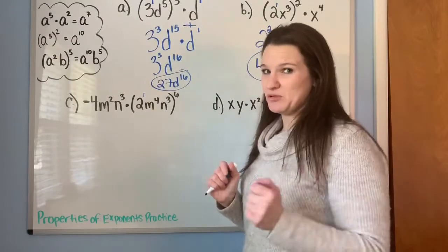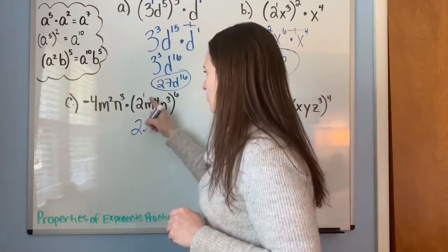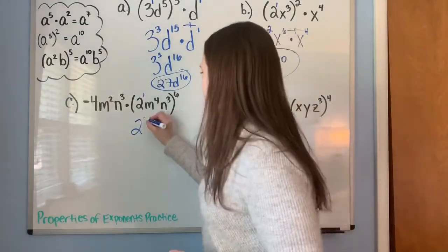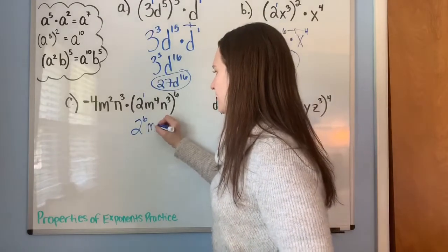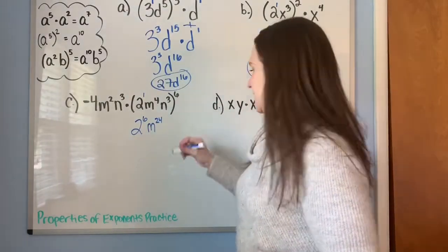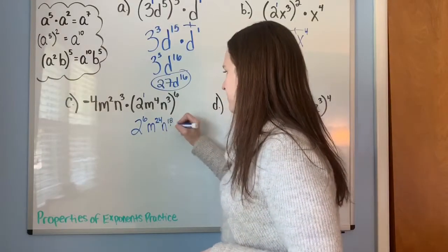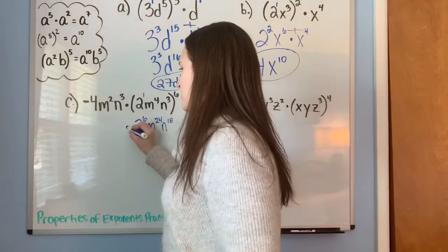Power to a power, we multiply. We're going to keep our bases the same. So our 2, 1 times 6 is going to give me 6. 4 times 6 is going to give me 24. And 3 times 6 is going to give me 18. Now I'm just going to bring down that first expression, and then we're going to address multiplying those together.